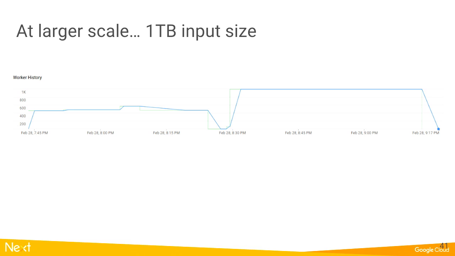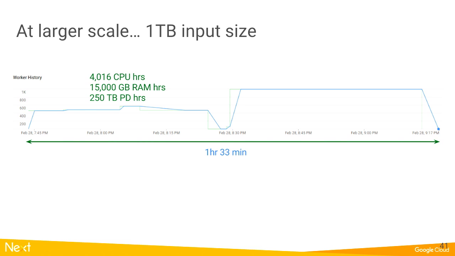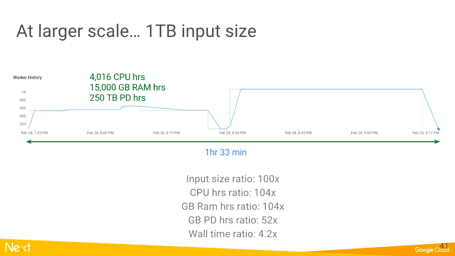OK, so this job took 1 hour, 33 minutes, and used quite a bit of resources. And in terms of scalability, the input ratio size was 100 times. The CPU ratio size was 104 times. In terms of gigabyte RAMs used, it was 104 times as well. And the PD usage was 52 times. And the wall time ratio was 4.2.